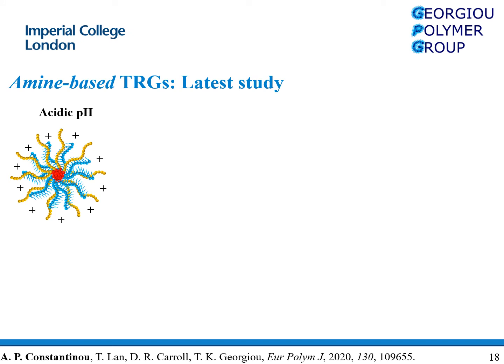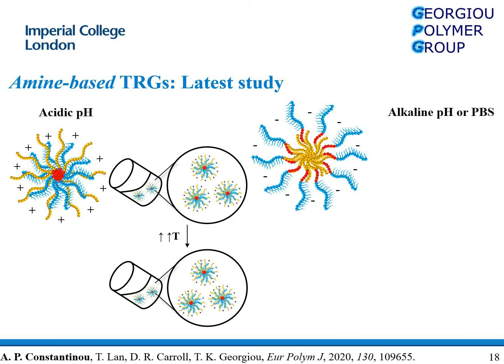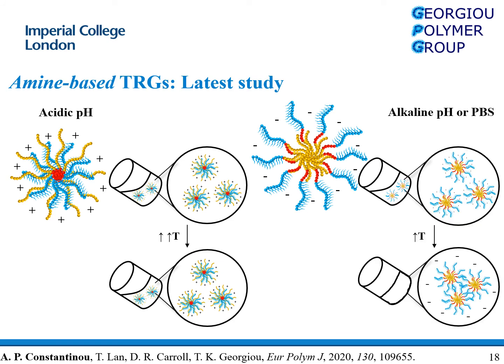So in this study, it was actually proven that at low pH, where the amino groups are protonated, the thermoresponse is disrupted. So even if you heat it up, it will remain a solution, while at alkaline pH or in PBS, where the amino groups are in the neutral state, then when increasing temperature, you will get the formation of a gel.